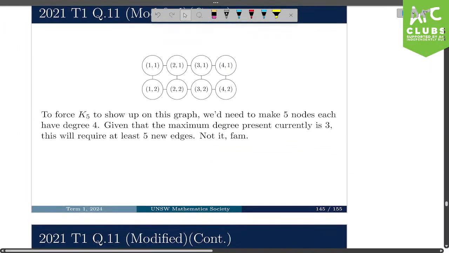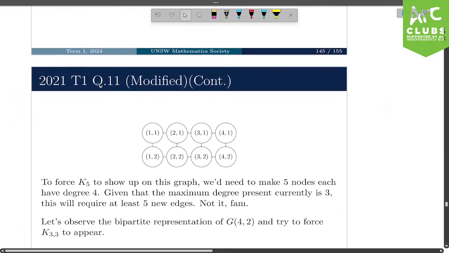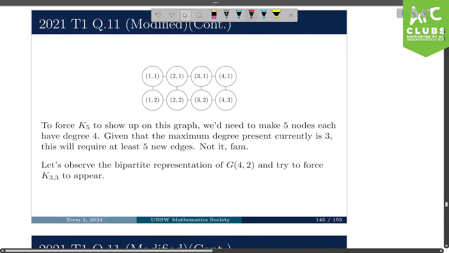All right, not found. All right, let's keep going. Let's try and make a K33 graph appear, because this seems like the best we can do to make a K5 appear.